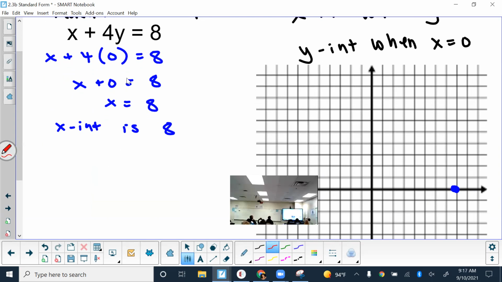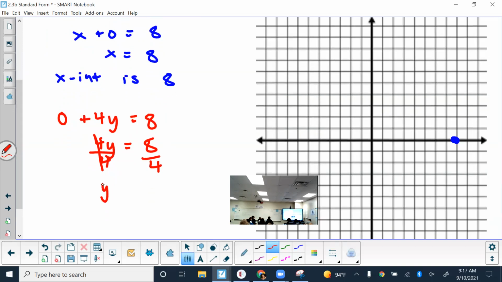The y-intercept is when what is 0? So I'm going to put in a 0 for the x. Write everything else the same, plugging in 0 for the x, and simplify. So start simplifying. What's 0 plus 4y? So 4y equals 8. Opposite of multiplying by 4 is, so do that on each side. And what's my y-intercept? 2. So you get y equals 2. That means our y-intercept is 2.